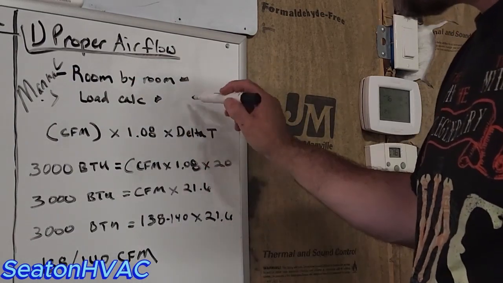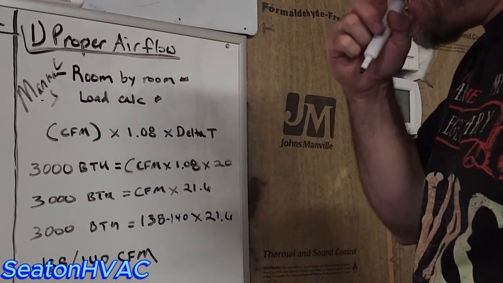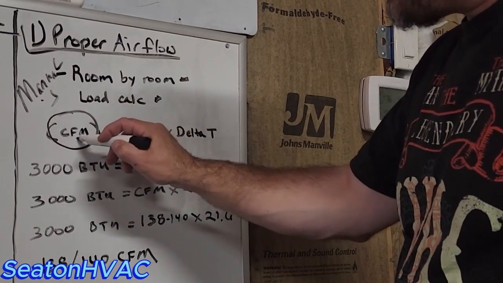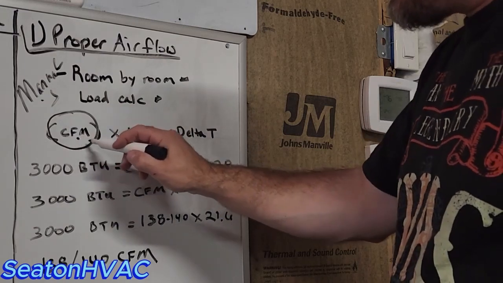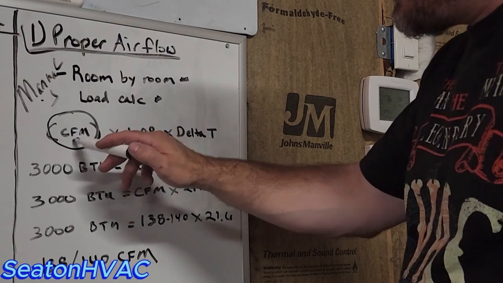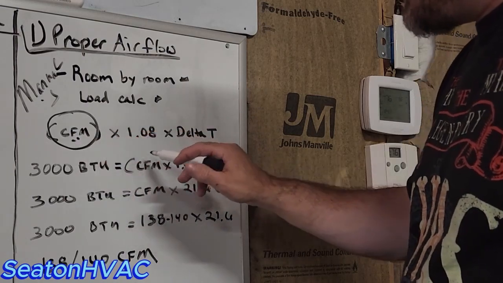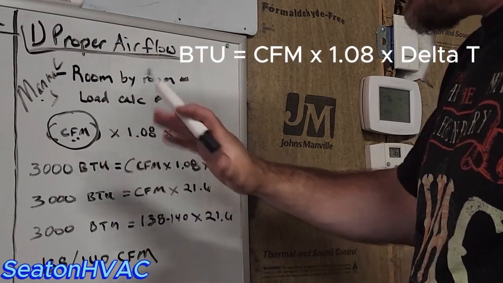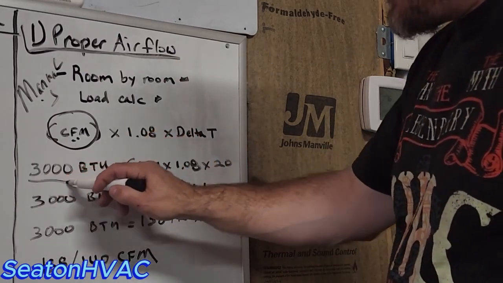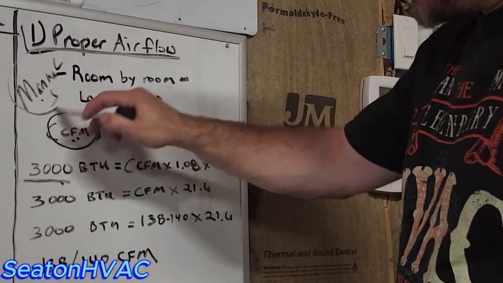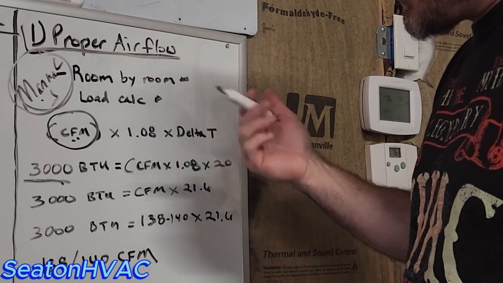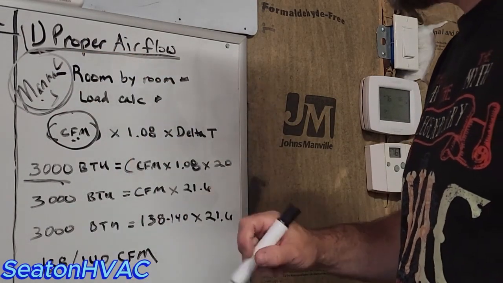Okay, so how do we determine that? Well, first thing we determine by our heat loss is what CFM each room needs. So in order to get our CFM, we need to know what our BTU is, right? So let's say that the room needs 3,000 BTUs. That's determined by your Manual J, okay? That's just a rough number. Some rooms require more or less. This is just for the sake of this video.